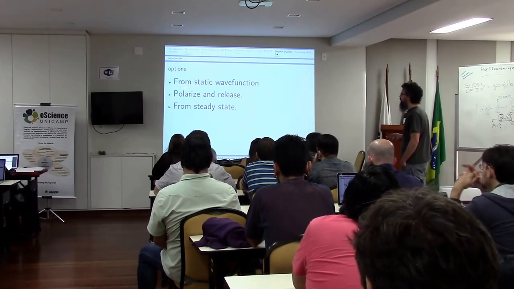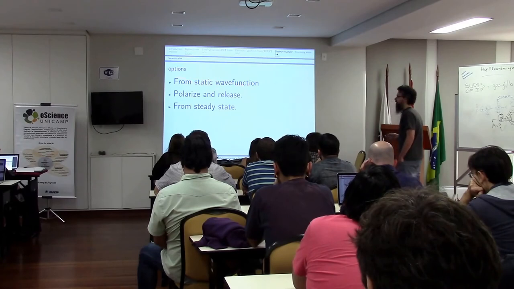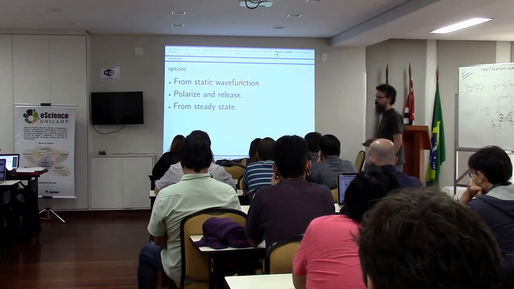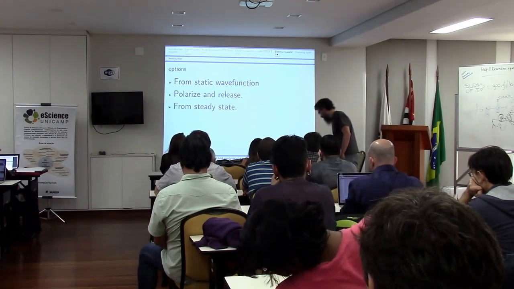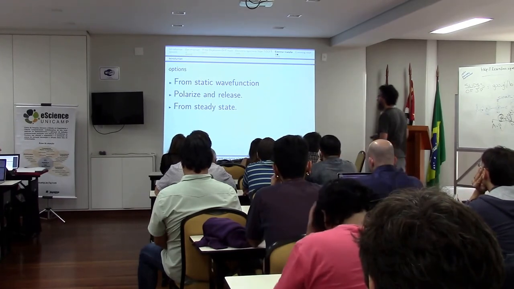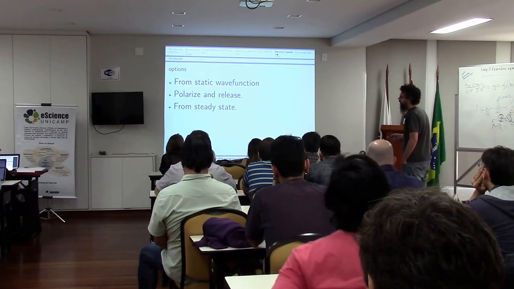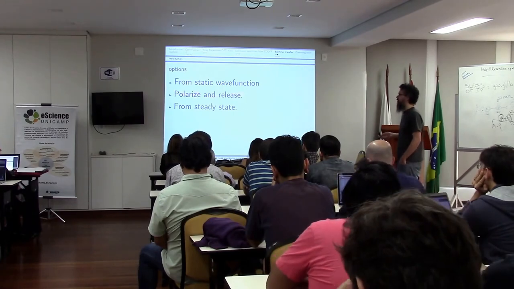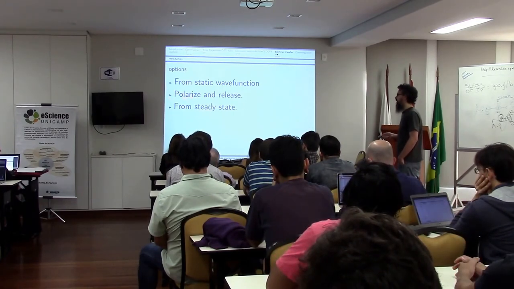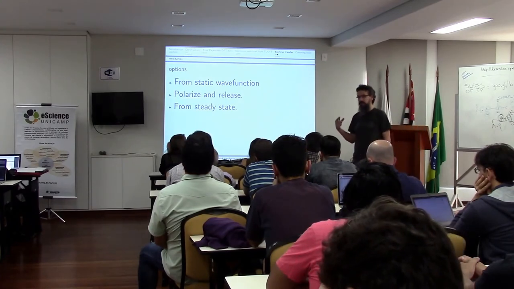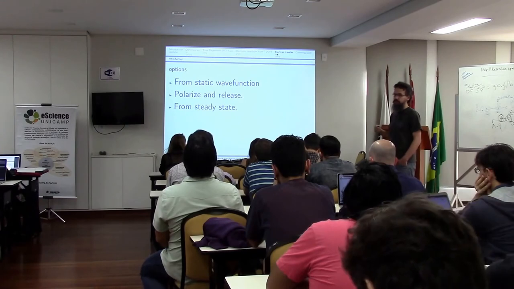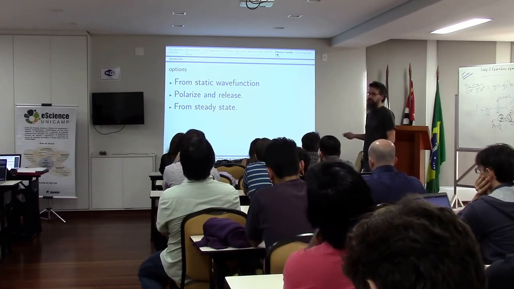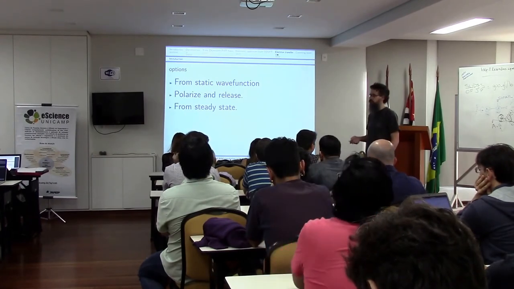We can study that from a static wave function. There are some developments in this, but they have some problems like coherence and so on. In some systems, this doesn't work very well. I don't have time to enter into details. This works well for many systems, but not for all. One option in the literature is to polarize with an electric field, release the electric field and see how the electrons move. But we don't really have a steady state in which to measure the conductivity.